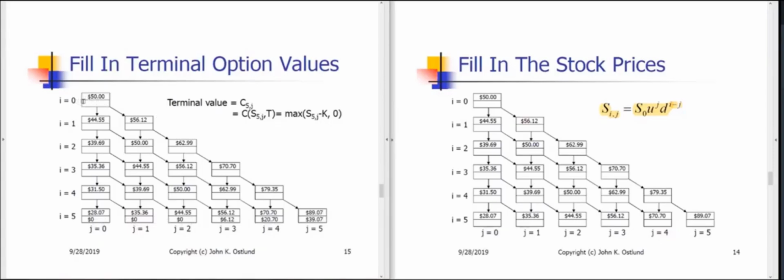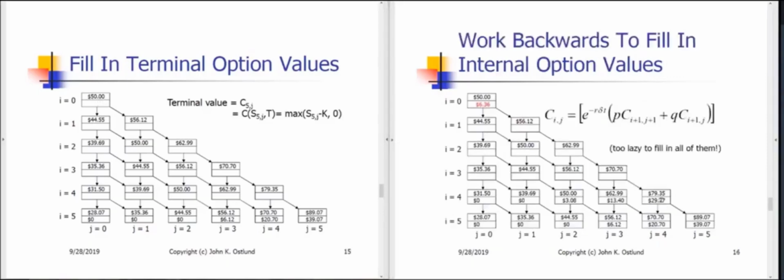But we are at time 0. We are not at time 5. So how do we roll back these possible payoffs at time 5 to get a single option price at time 0? Here's where the risk-neutral probabilities are going to play a role. All right, so in this node where the stock price is 79.35, what should we use as the value of the option at that point?